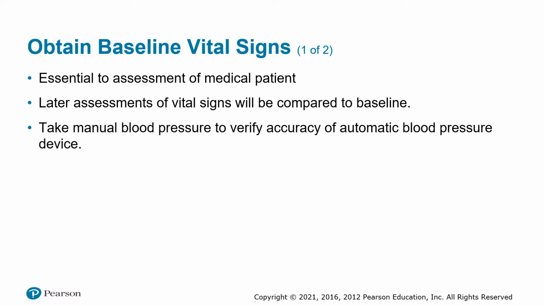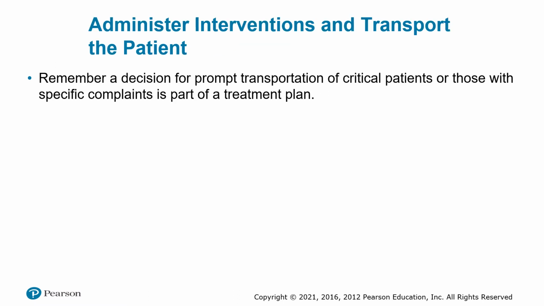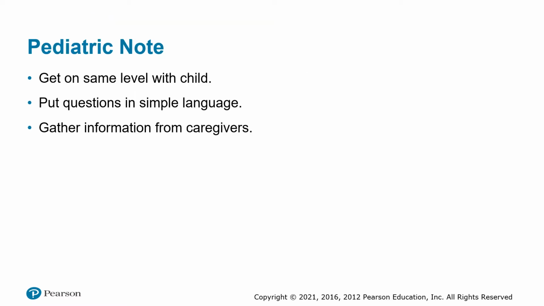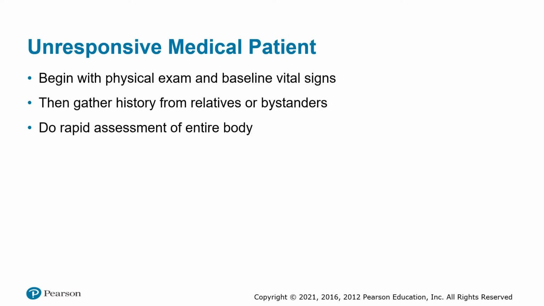We're going to obtain those baseline vitals, so blood pressure, heart rate, respiratory rate, pulse ox, skin color, temp, and condition, all of those things. And then we're going to administer any kind of interventions and transport the patient. Remember that a decision for prompt transport of critical patients or those with specific complaints is part of the treatment plan. On a pediatric note, you're going to get on the same level as the child, put questions simply and in simple language, and gather information from caregivers.